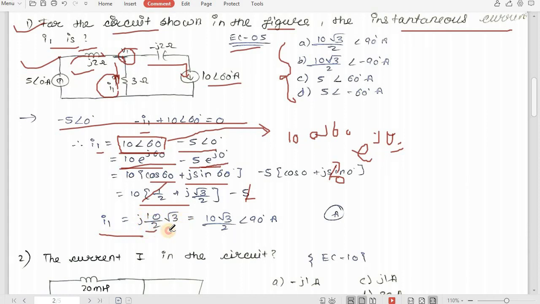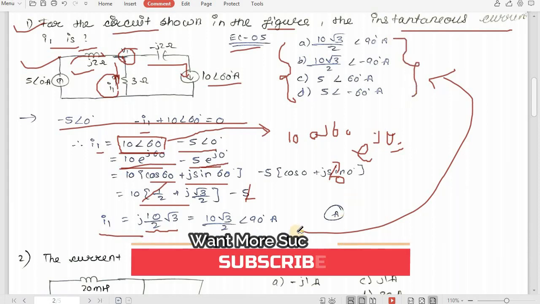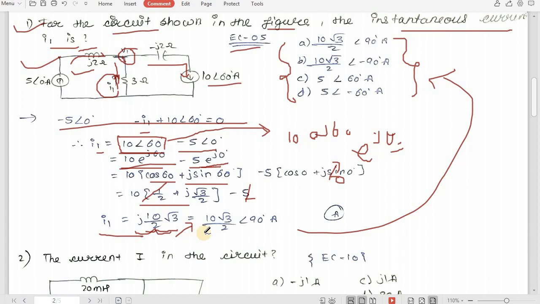Now if we write this into phasor form, it will be 10 by 2 root 3 angle of 90 degree. As you can see here, all the options are written in phasor form. So you have to convert your rectangular form to your phasor form. So it will be 10 root 3 by 2 angle of 90 degree ampere. So the correct option will be this A.